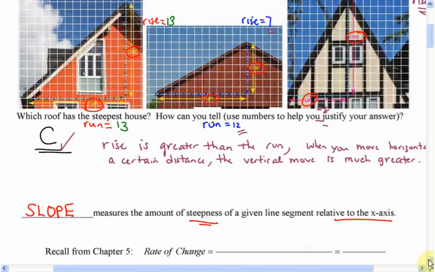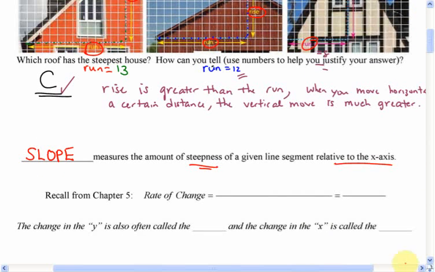Okay, here's the connection from chapter 5, dear friends. Rate of change, remember that? No? Then you didn't do very well on the chapter 5 test, did you? Change in which? Change in the dependent variable. Very good. Divided by the change in which one? Independent, right. Okay.